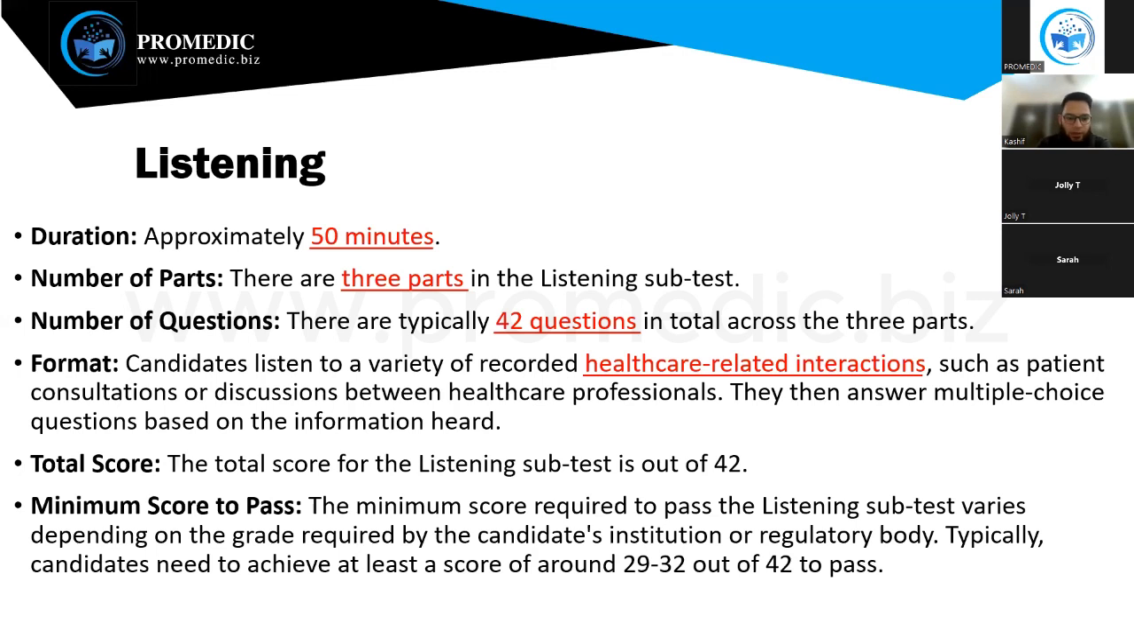I hope I'm clear with the listening part. If you have any questions about the listening part, please type in now, then I'll move on. If not, then I'll move on. Okay, no questions. Let's move on then.